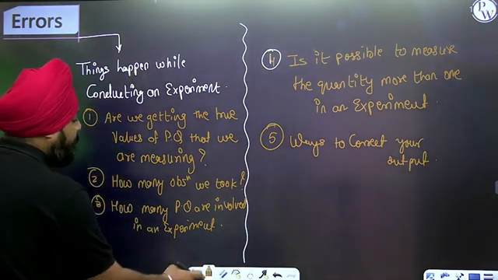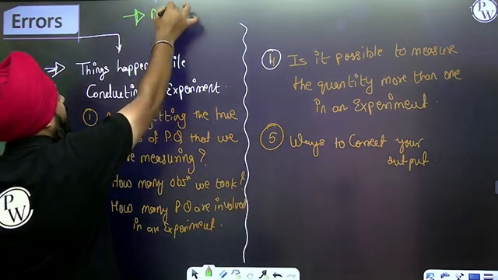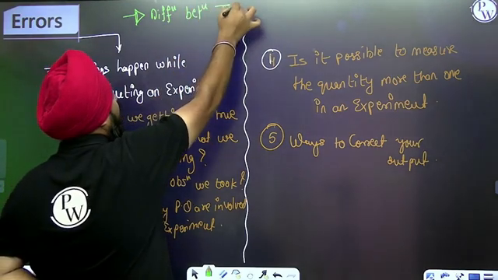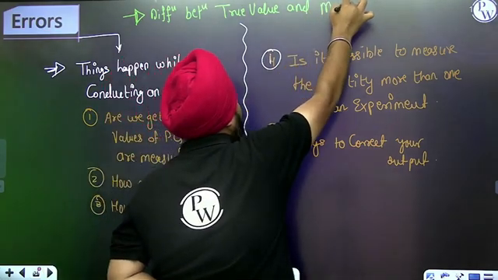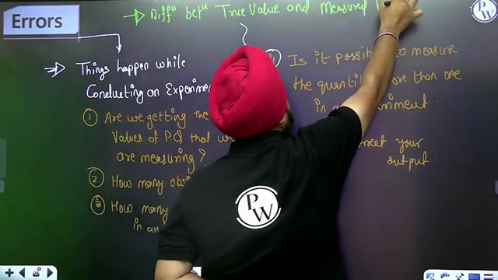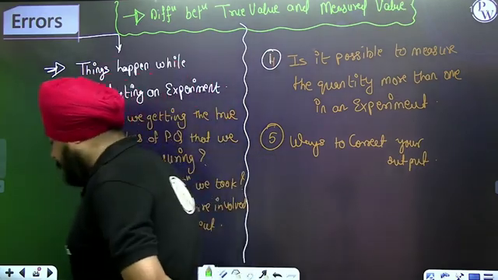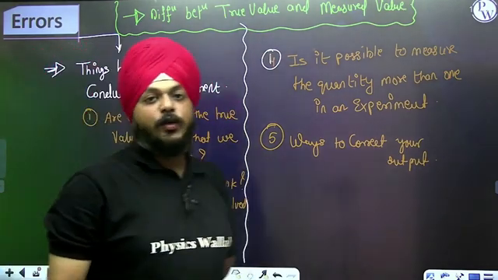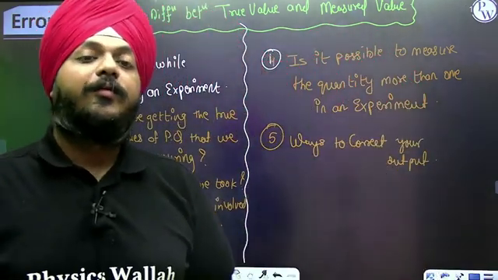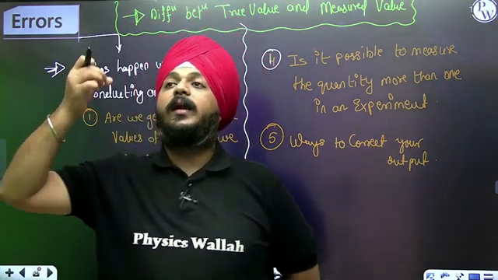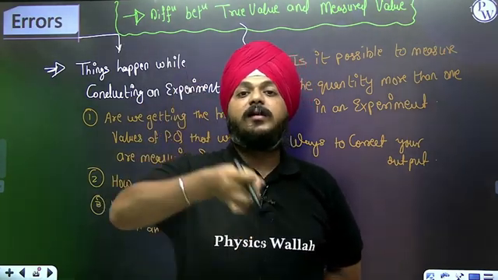And what is the basic definition of error? Difference between the true value and the measured value. As I told you, I gave you the example of the gravitational acceleration of the earth. g is equal to 9.8. We are getting the value as g is equal to 9.7. The true value is 9.8. The measured value we are getting is 9.7. The difference is an error.